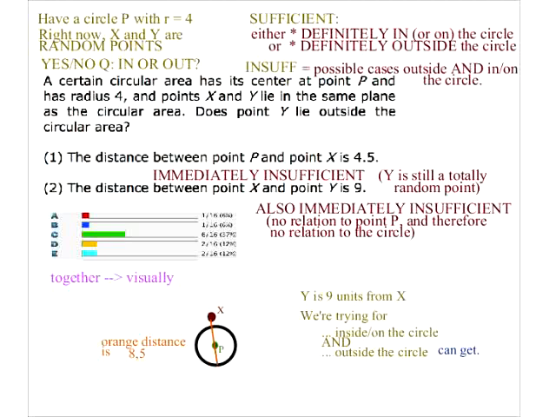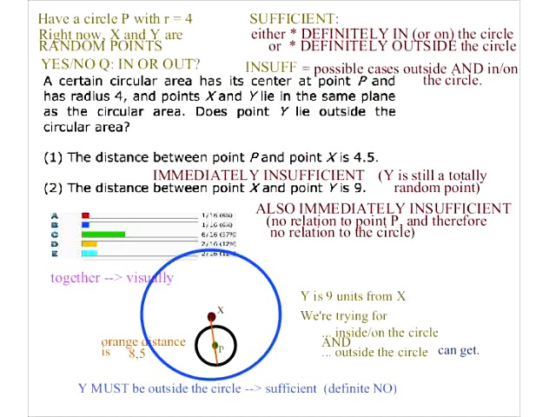The circle of radius 9 is going to be too big. It's going to look something like that. Y can be on there, but you can't get inside that circle. So Y must be outside the circle. So this is sufficient because it's a definite no. So yet again, we're looking at C.